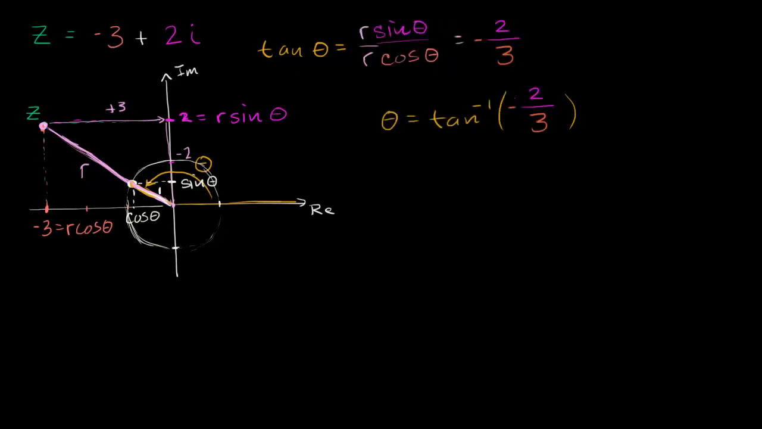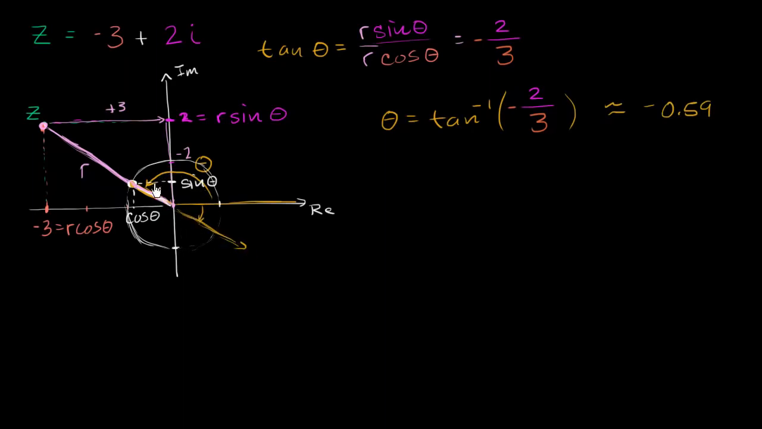So this is approximately negative 0.59. Now, is this the right angle? Is this the theta that we are looking for? Well, this theta, negative 0.59, that's going to get us over here. That's this angle right over here. That's what the inverse tangent gave us. And it makes sense because this ray is a continuation of this ray right over here. Together they would form a line. It has the same slope.